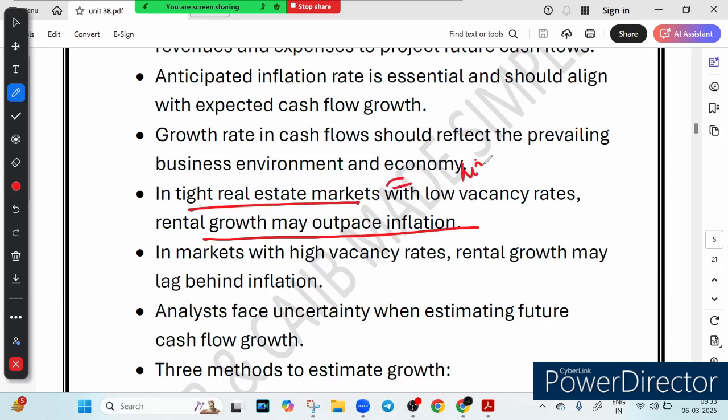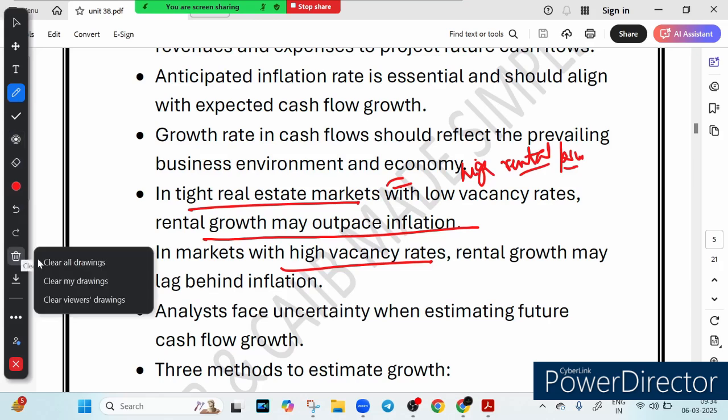When the real estate market is tight, it means rental prices will be high, right? And in a struggling sector, growth lags behind inflation. For example, a high vacancy rate means low rental income. So we need realistic growth projections that reflect the overall business environment and economy. And now the pertinent question is, how do we estimate growth?